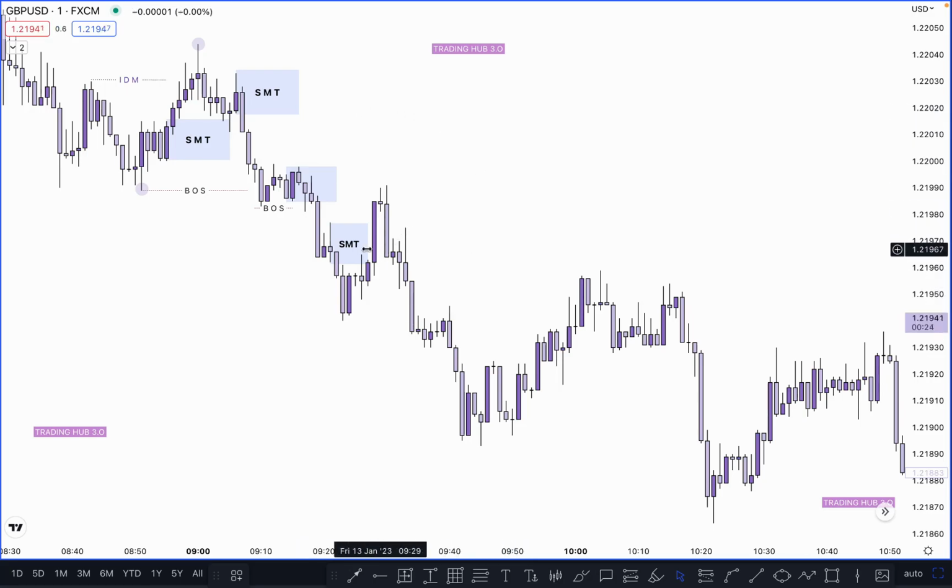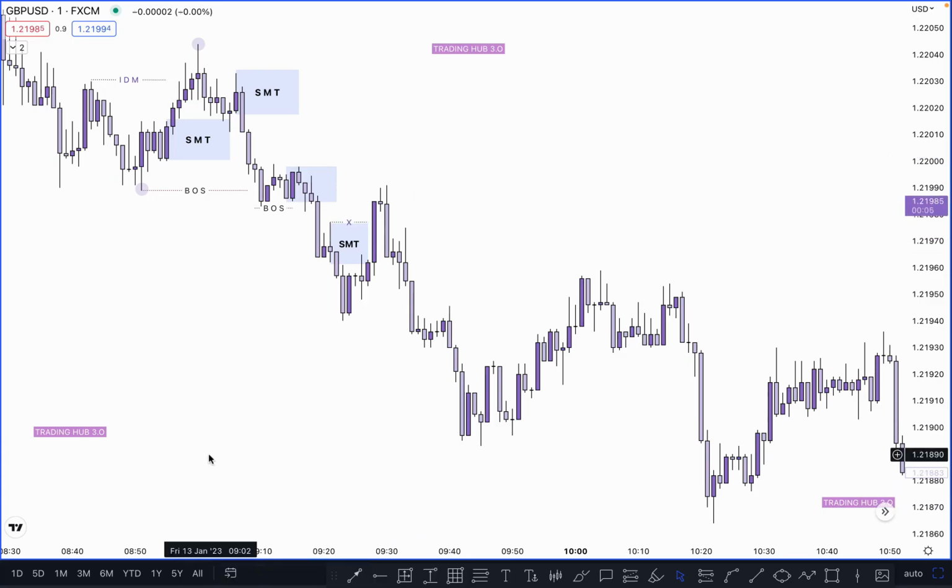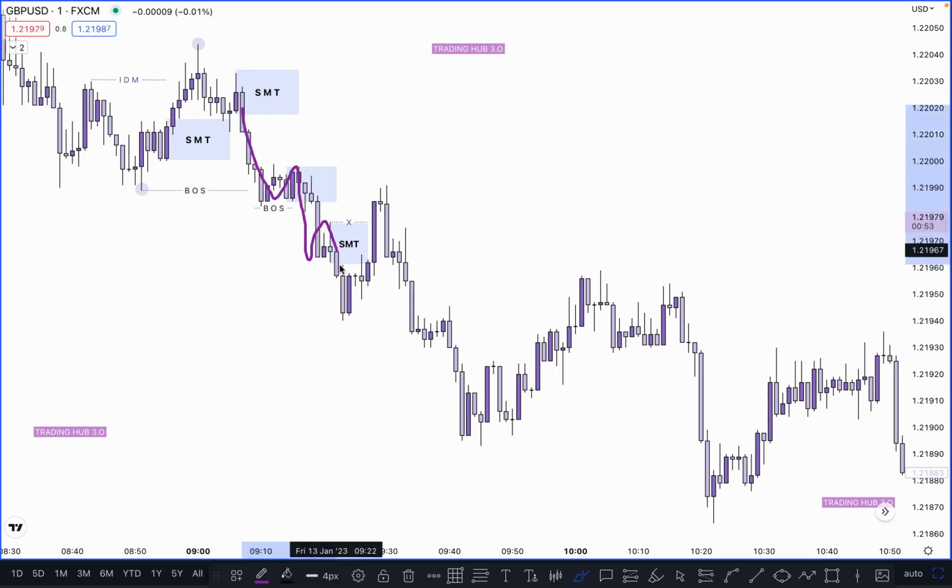So in this case, where is our inducement? This one is our first pullback, which must be taken out, because this is our first pullback, as we discussed in the marking structure map. The market must take out the first pullback here at this point, but the market did not take out this high, and the market created a new pullback at this point. So finally the market took out this high. After taking out this high, you can simply sell here at this point.